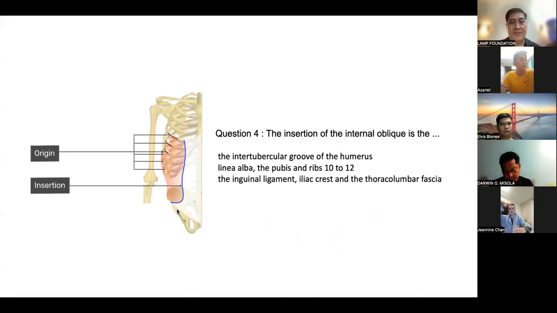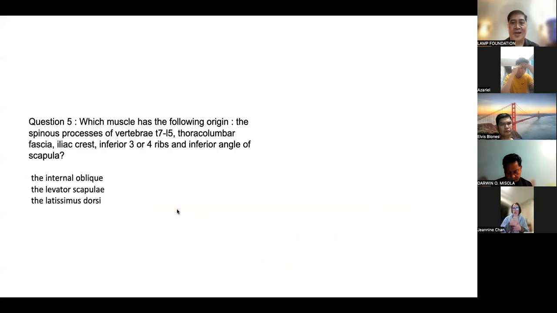Great. Which muscle has the following origin? The spinous processes of vertebrae T7 to T12, thoracolumbar fascia, iliac crest, inferior 3 or 4 ribs, and inferior angle of scapula. Latissimus dorsi. Wow, di binasa talaga.